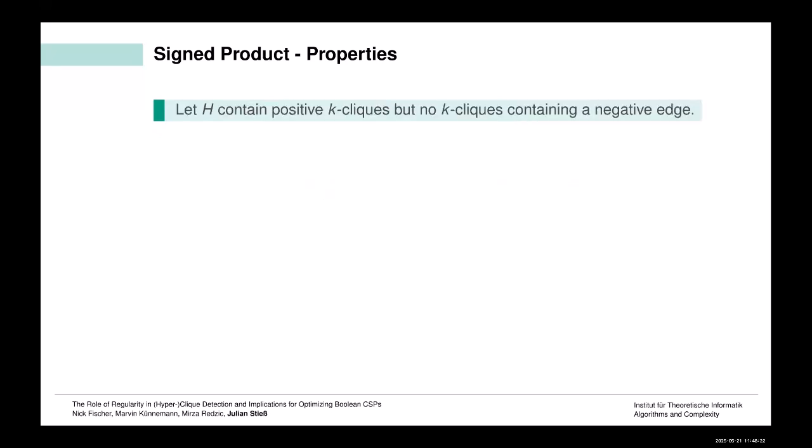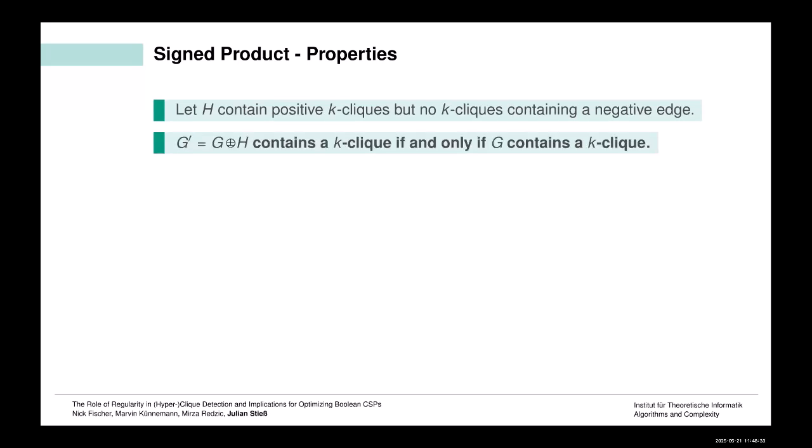Okay, and then for the second property, which I suppose is the most important for actually showing the equivalency of K-clique detection, and that's now an assumption that we need to make: if H contains positive K-cliques but no K-cliques containing a negative edge, we can show that the product G prime contains a K-clique if and only if G does. So what do we mean by H contains only positive K-cliques? That basically means that any K-clique that I look at contains only positive edges, and there's no clique containing any negative edge at all.